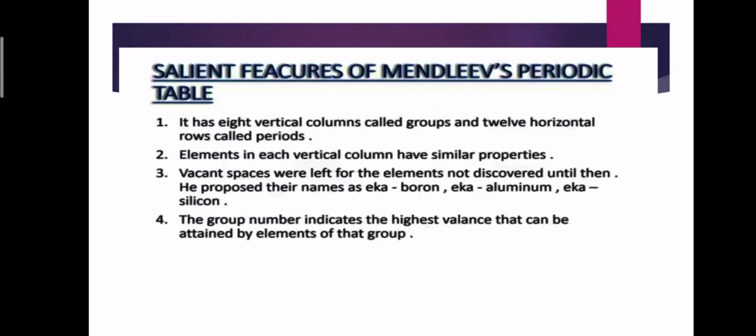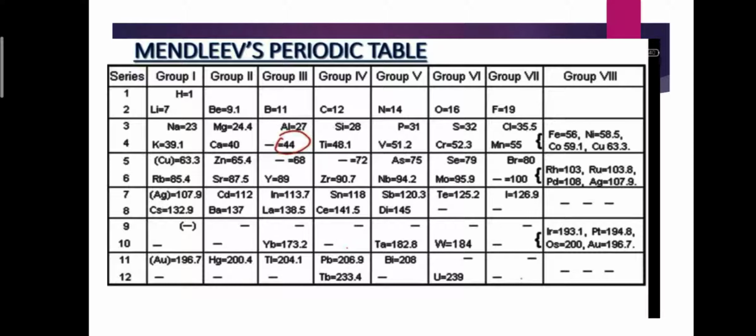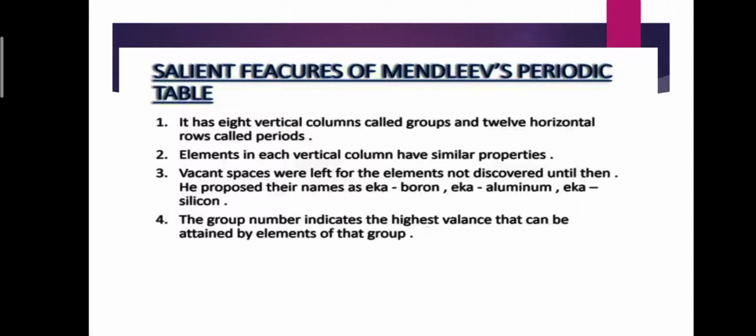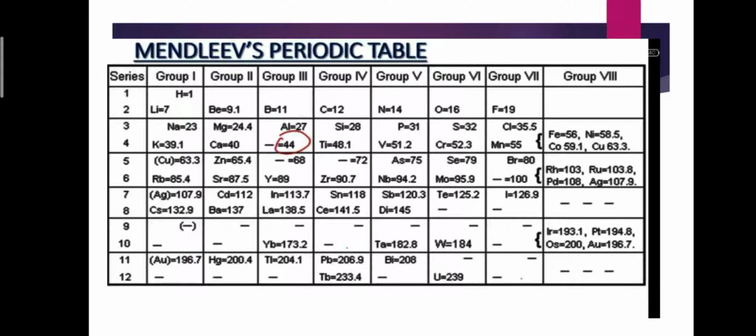Features of Mendeleev's periodic table. It has 8 vertical columns called groups and 12 horizontal rows called periods. Elements in each vertical column have similar properties. For example, the properties of lithium are similar to sodium as well as potassium.